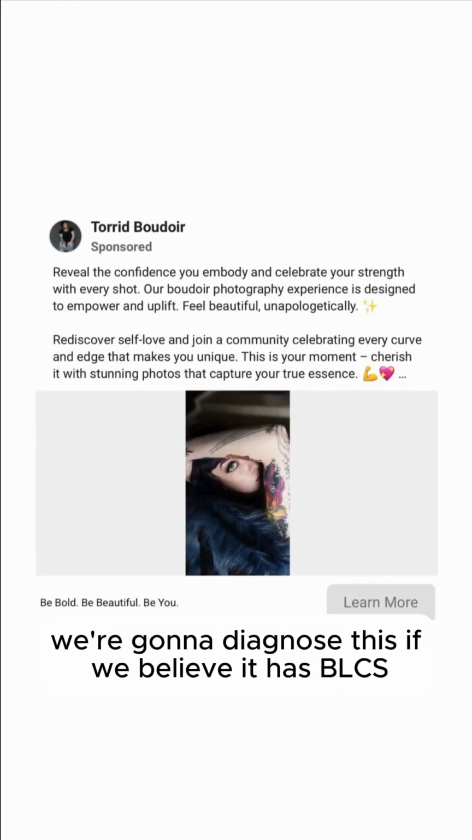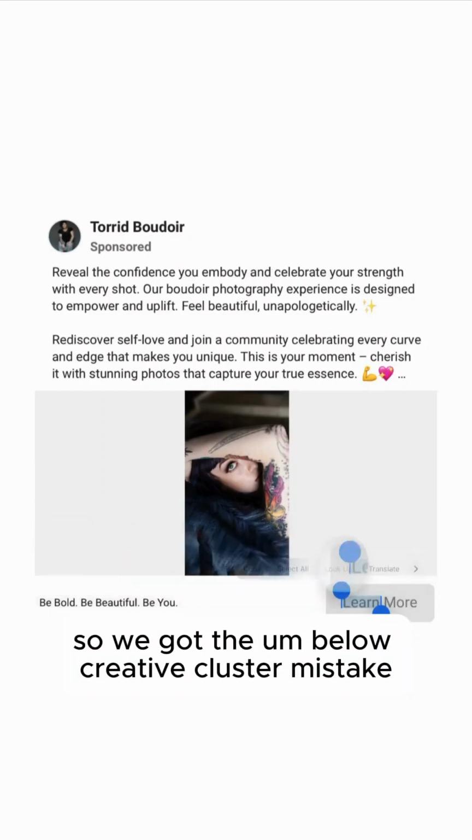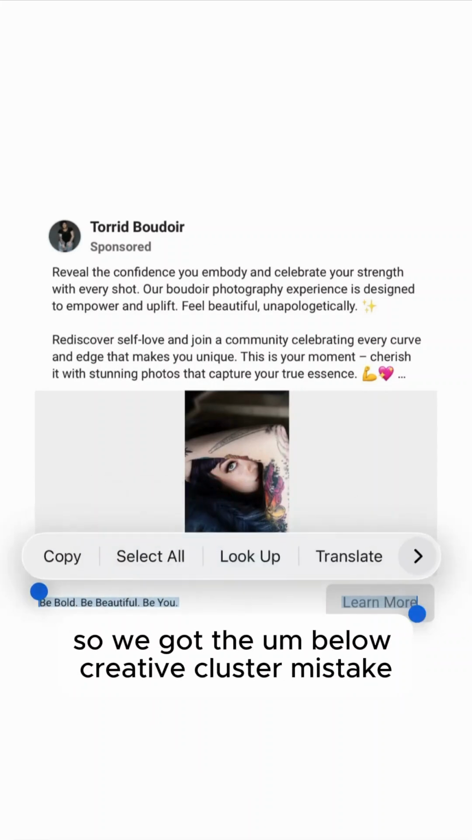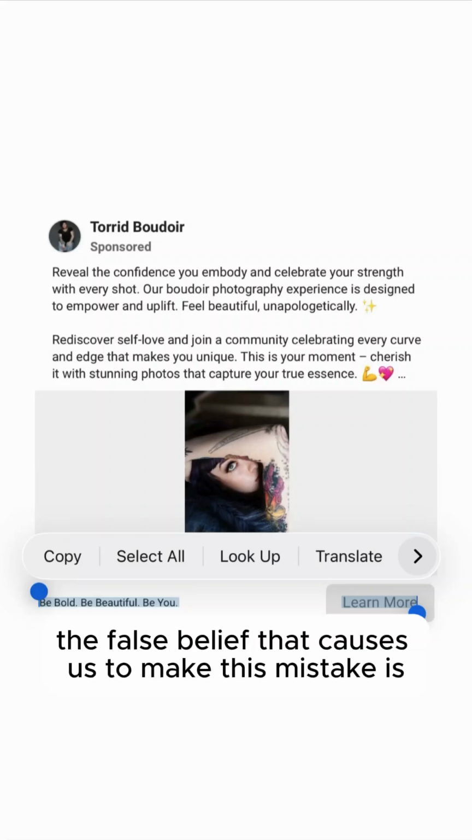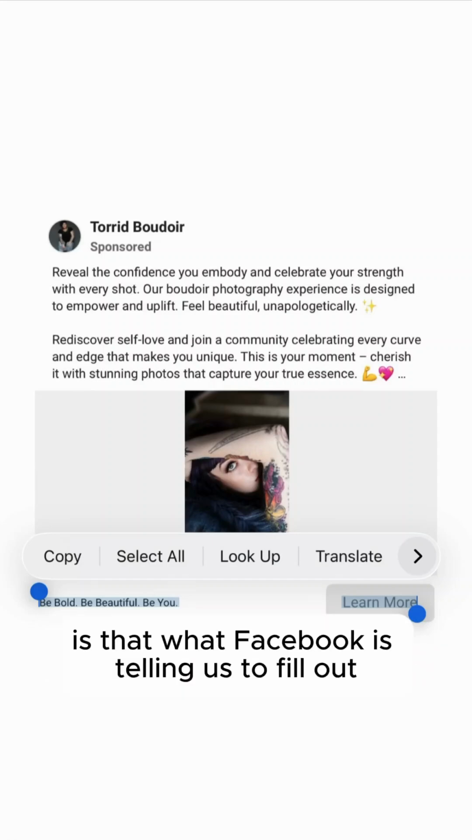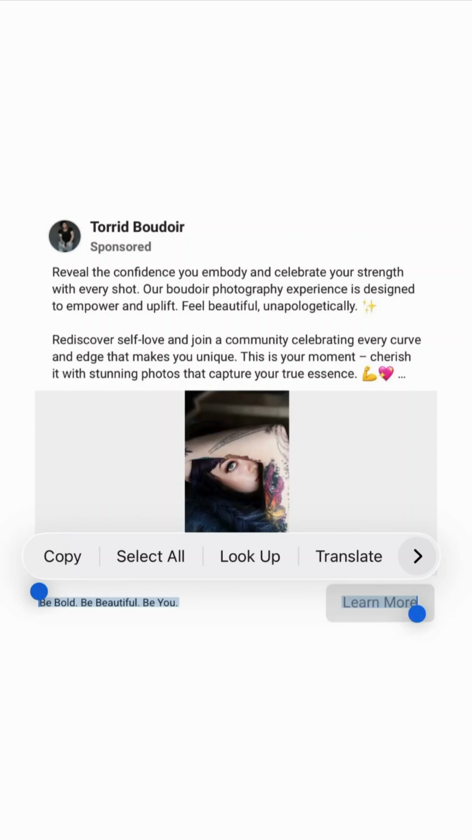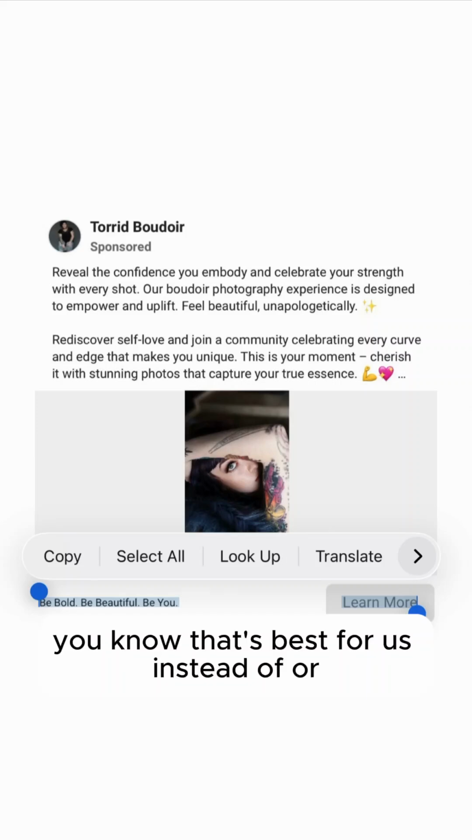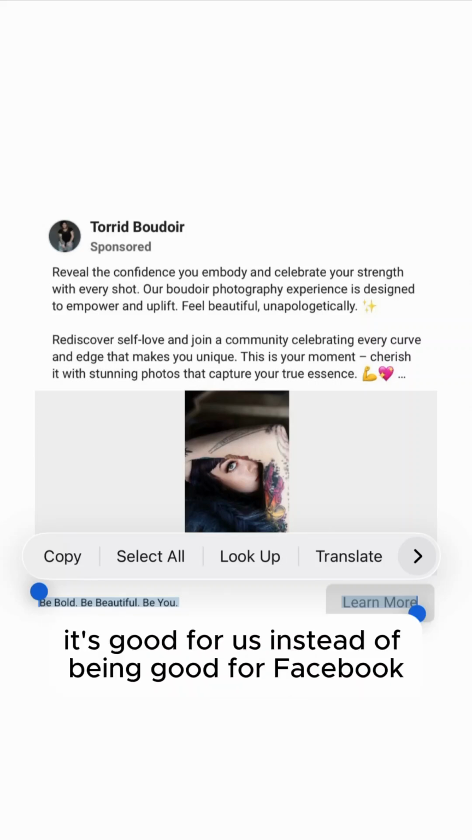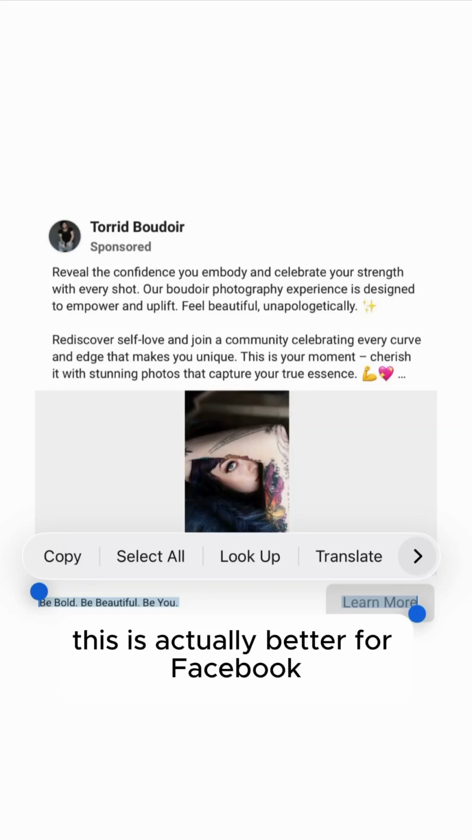All right, now we're going to diagnose this if we believe it has BLCS, aka Boudoir low click syndrome. So we've got the below creative cluster mistake. The false belief that caused us to make this mistake is we're trusting that what Facebook is telling us to fill out is actually what we should fill out, and that it's best for us, or good for us, instead of being good for Facebook. And what actually happens is this is actually better for Facebook. So it's worse for us.